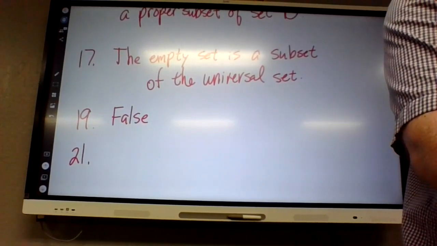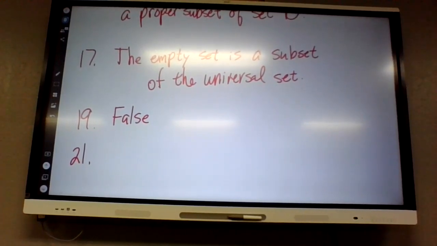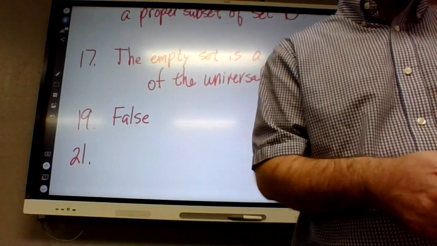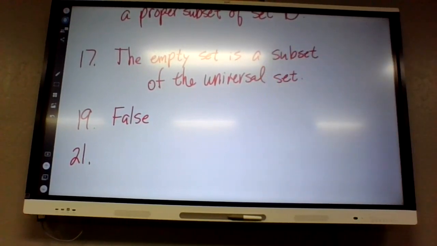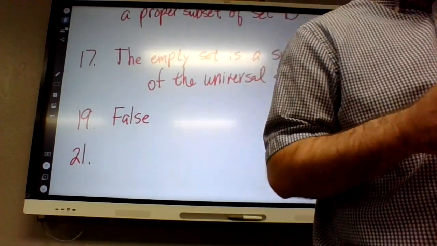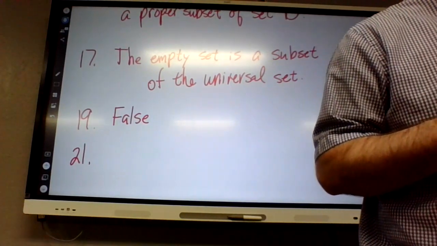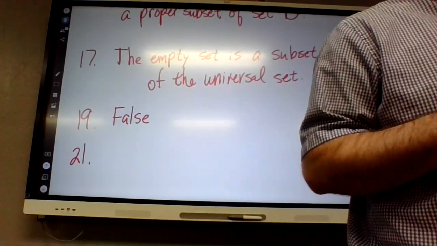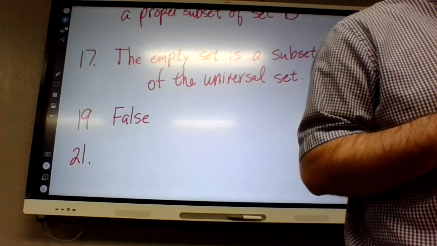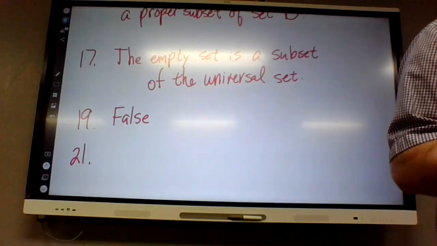I kind of lost my place. 21, is that where we're at? Yeah. Draw a Venn diagram. What did that mean again? The circles. Okay, so on 21, do those two sets have anything in common? Yes. Okay, let me read all the directions first.